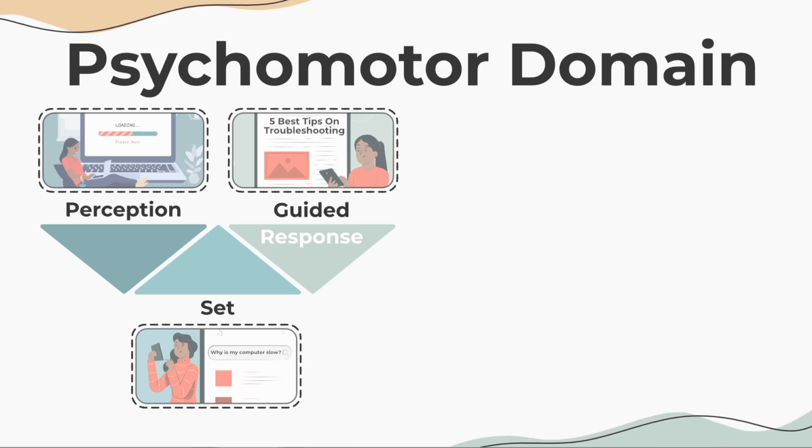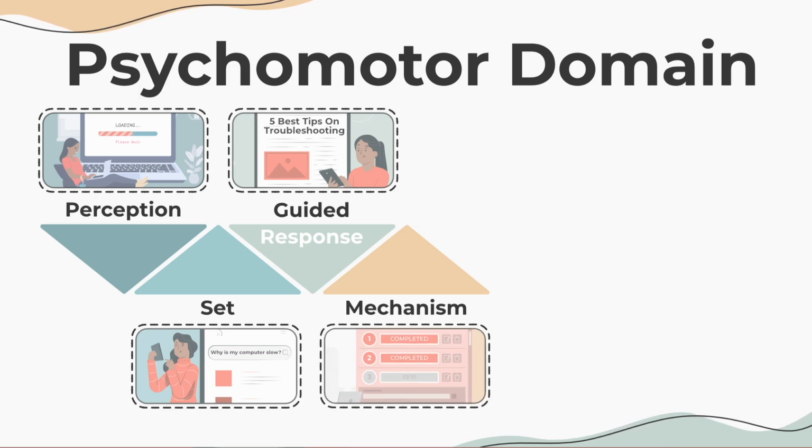At level 4, mechanism, you're getting comfortable with the process. You don't need to look up every single step anymore because you already know that restarting helps, clearing cache is useful, and closing background programs can speed things up. You can do it with more confidence and less hesitation.